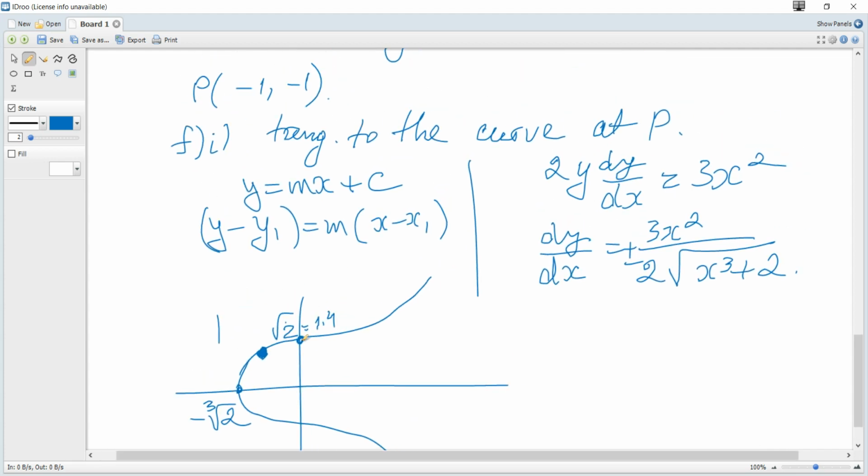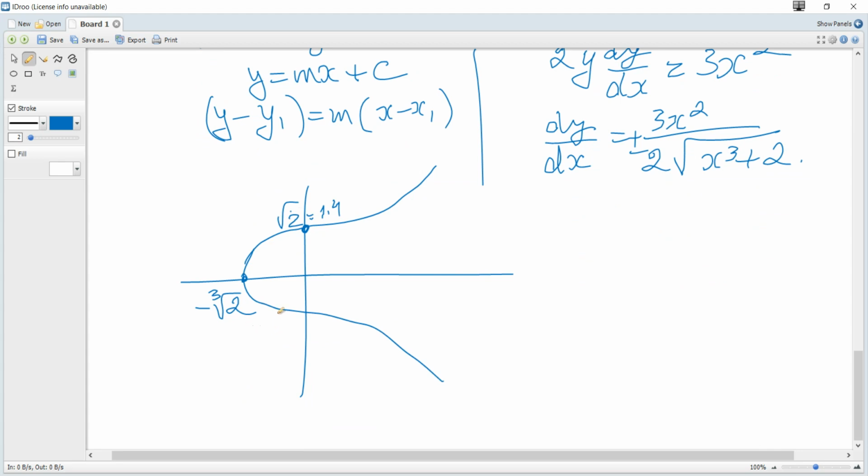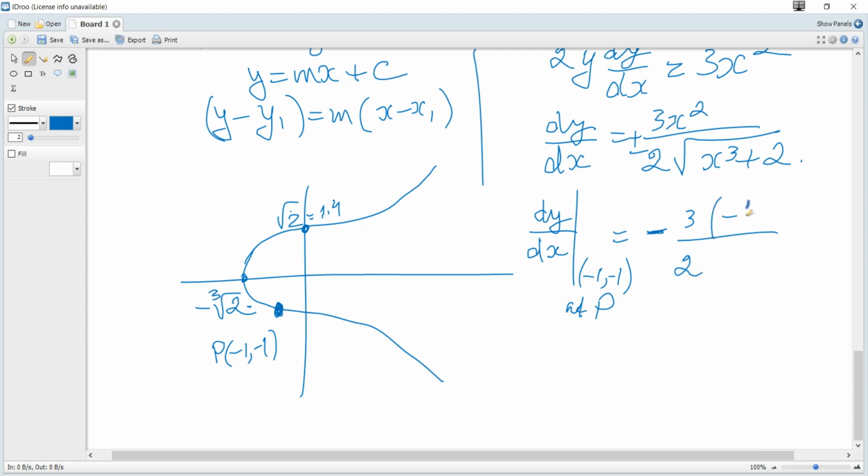Oh, no, it's not here. It's negative 1, it's here. Negative 1, point P, and we can see that the tangent is a decreasing line here, so we should take minus. So the derivative dy/dx at -1, or at point P, is minus 3/2, and substitute -1 for x: -1 squared, square root of -1 cubed plus 2.